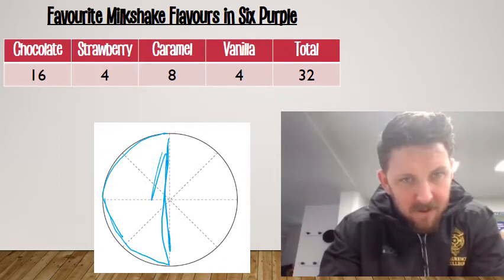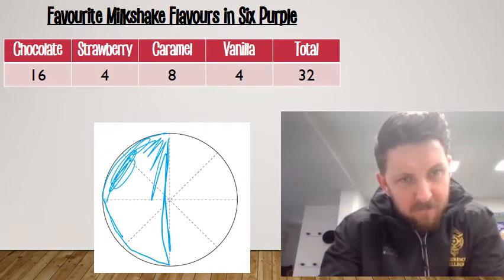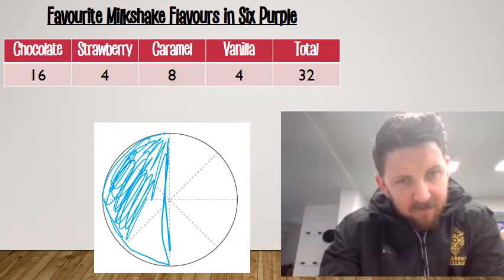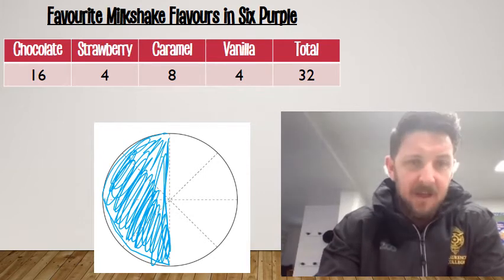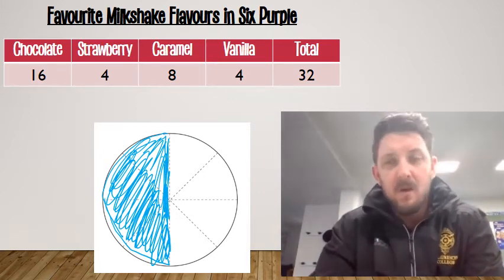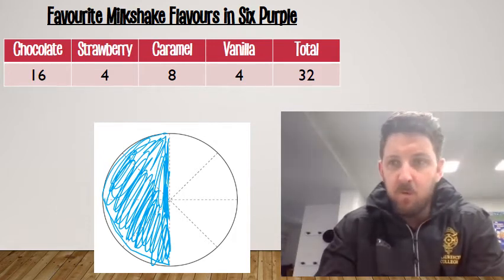Now I'm going to draw it in real quick, gents. So my colouring in is not going to be perfect. Definitely no Vincent van Gogh today. Righto, there we go. So you can see here, I've coloured in half of our circle, which is 4 sections.